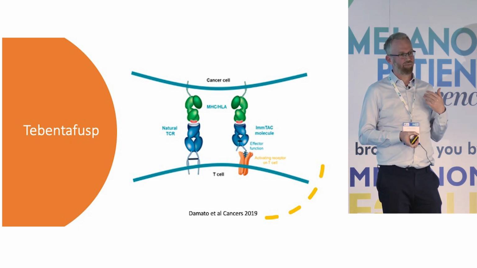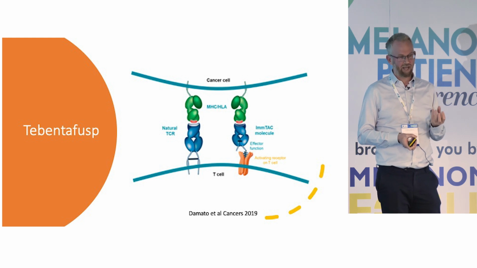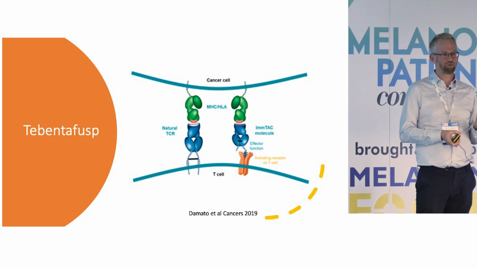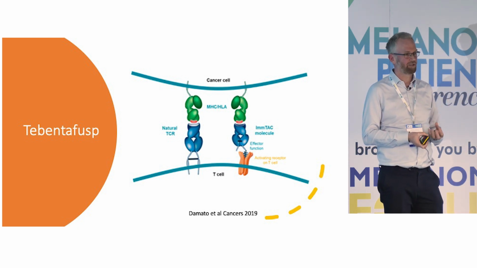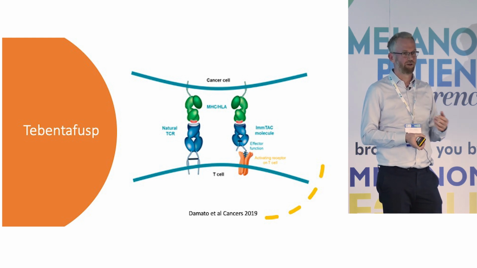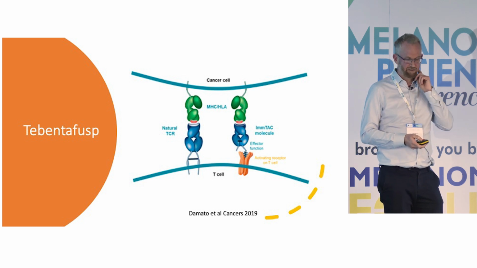So it's really neat because instead of relying on the immune system recognizing the cancer, we're doing the recognition for it. The problem with this is that it relies on a specific HLA type. So only patients who've got HLA-A0201, which is somewhere between 40 and 50% of the population, can receive benefit from this trial. Hopefully, with time, we'll get similar molecules against other HLA types.